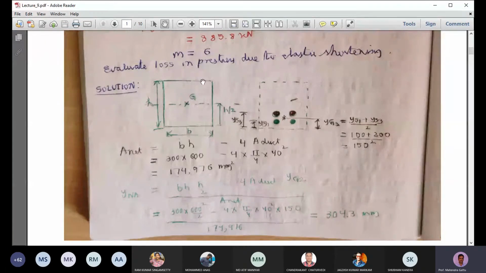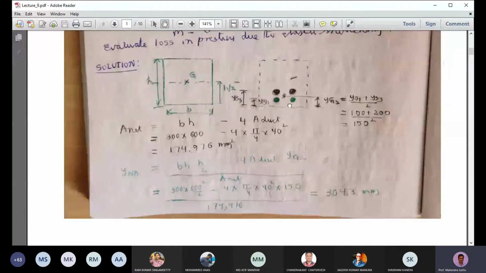So for this rectangular cross section, the center of gravity is at h by 2, and for these four duct holes, level 1 is 100, level 2 is 200. So the centroid will lie at a distance of the average, so ys1 plus ys3 by 2, it is coming around 150. So the centroid lies there, and we can find out the y neutral axis.